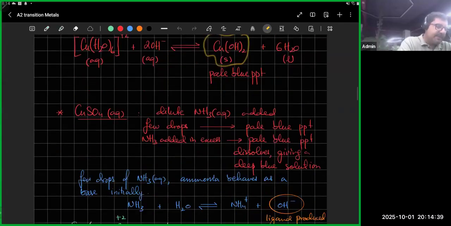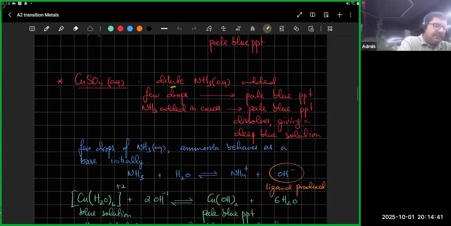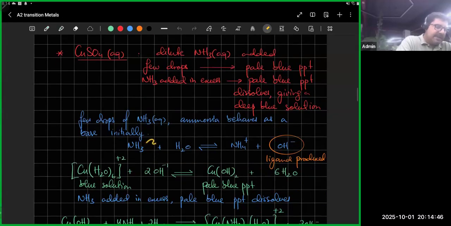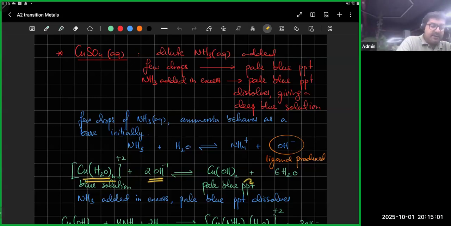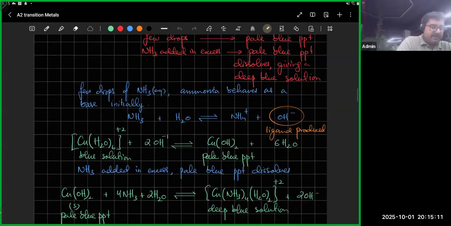A pale blue precipitate. You add dilute NH3 to it, and if you add a few drops, NH3 initially reacts with the water as a base. It accepts the H+ coming from water, turns into NH4+, and it becomes OH-. Then the water ligands get replaced by the OH- and they form a pale blue precipitate. So with a few drops of ammonia you get copper hydroxide. The ammonia behaves as a base.